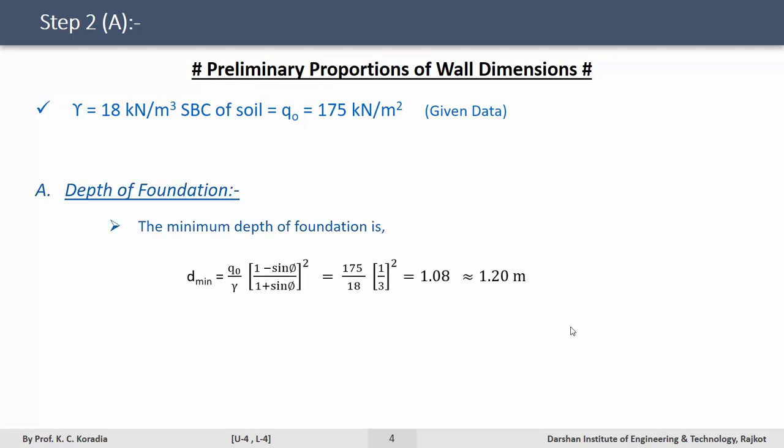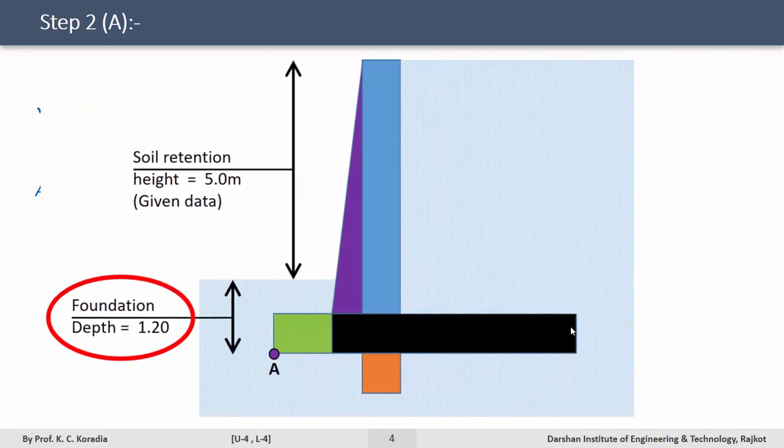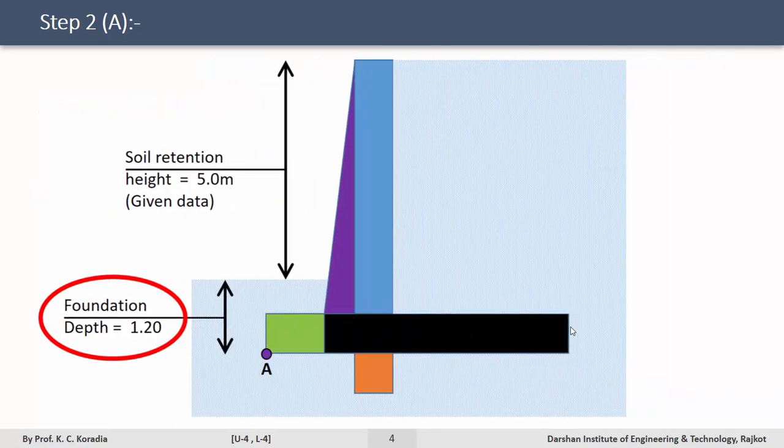Minimum depth of foundation will be calculated by the soil mechanics equation, that is Q0 upon gamma into ((1 minus sin phi) upon (1 plus sin phi)) whole square. This comes out to be 1.08 meter. We will round it to 1.20 meter. Therefore, we will try a depth of foundation as 1.2 meter. The figure shows the foundation depth and the soil retention height.